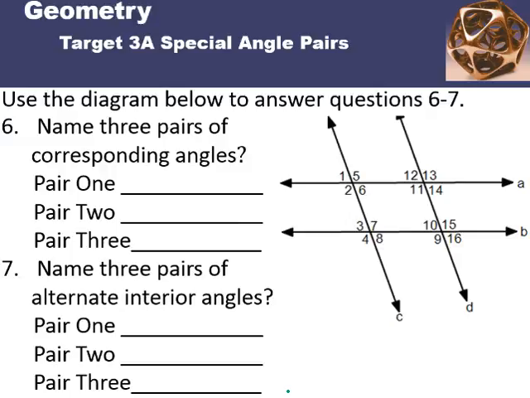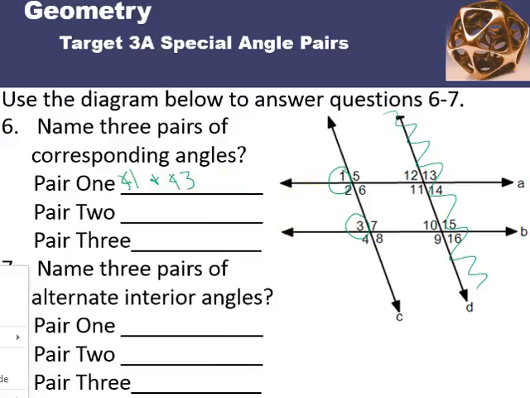So 3 pairs of corresponding angles. Okay, so let's remember at the very first slide we talked about what corresponding was. So remember, corresponding is in the same place. Okay, so I'm going to pick any angle I want. Pick any angle. Okay, so let's pick 1. Okay, now 1 is a top left. If I'm ignoring this line for a second and I'm just looking at these two lines, 1 is a top left. What else is top left? Well, 3. So I could say angle 1 and angle 3. That's one pair of corresponding angles.